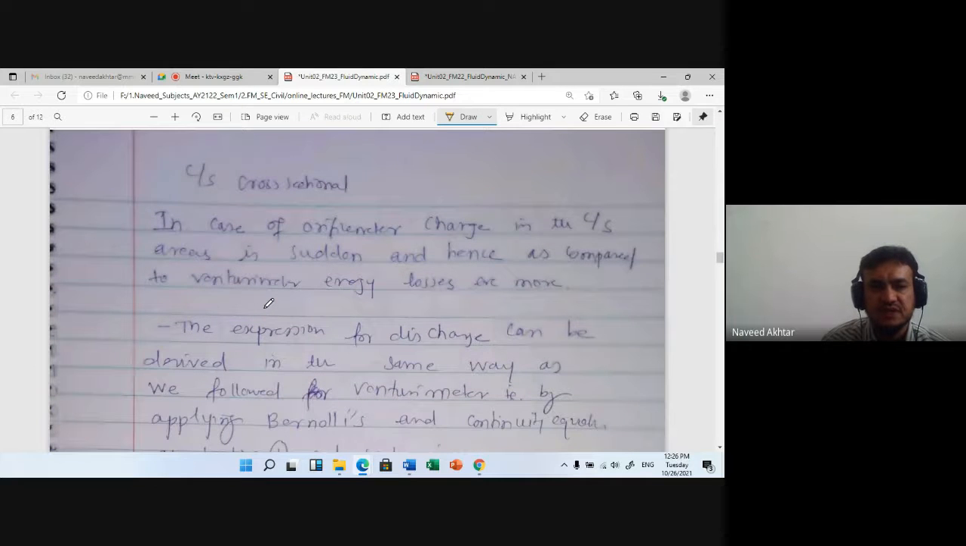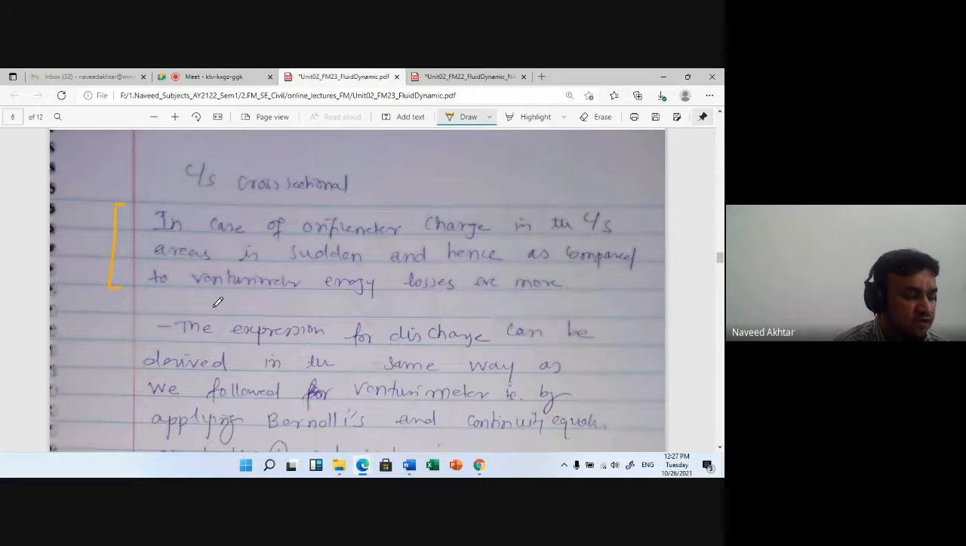In case of the orifice meter, the change in the cross section area is sudden, and hence, as compared to the venturi meter, energy losses are more. This is because the cross section area changes suddenly, as it is fitted between the pipe. Suddenly the cross section area at the exit of the orifice changes to the pipe diameter. Therefore, energy losses are more.